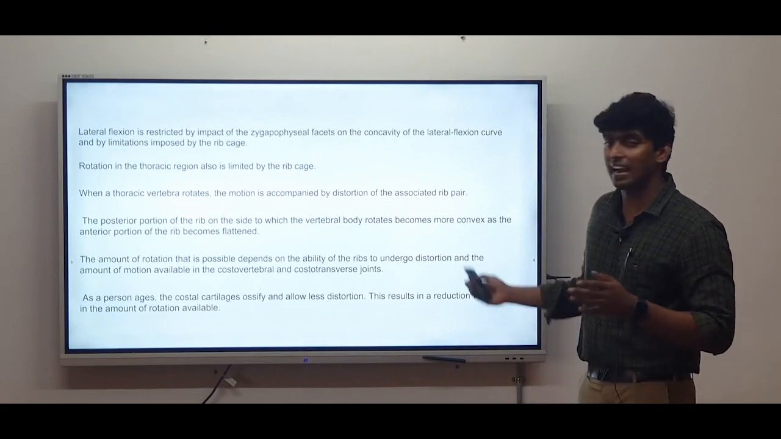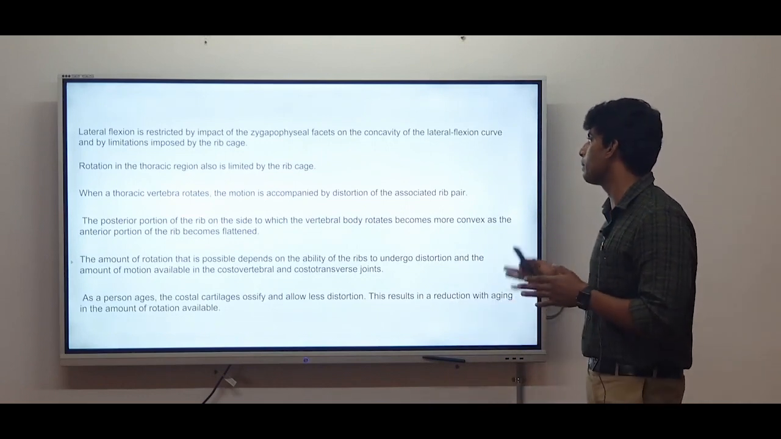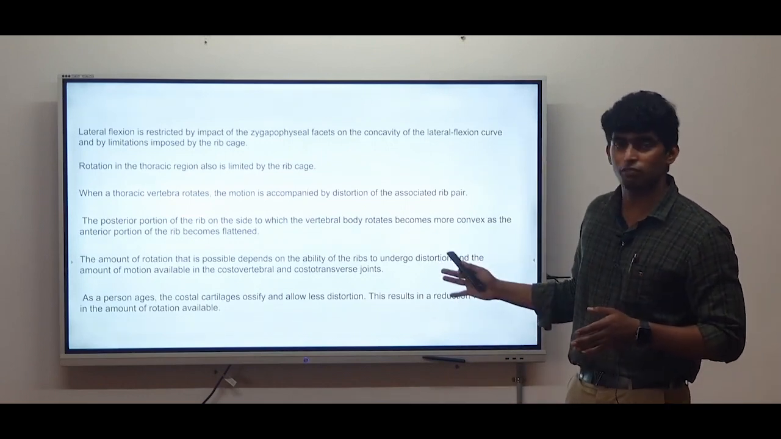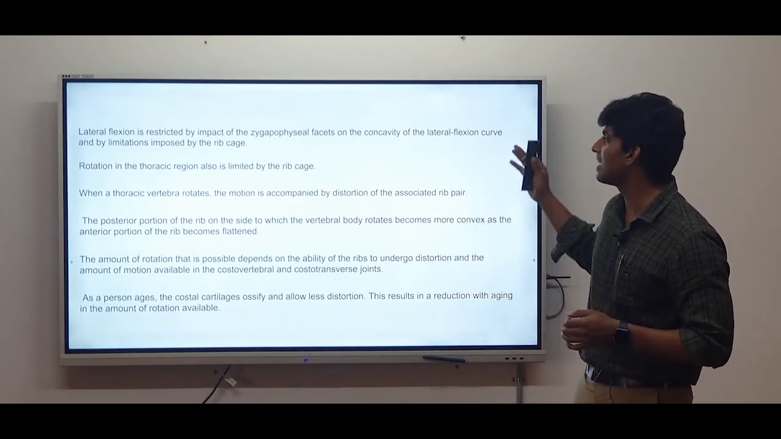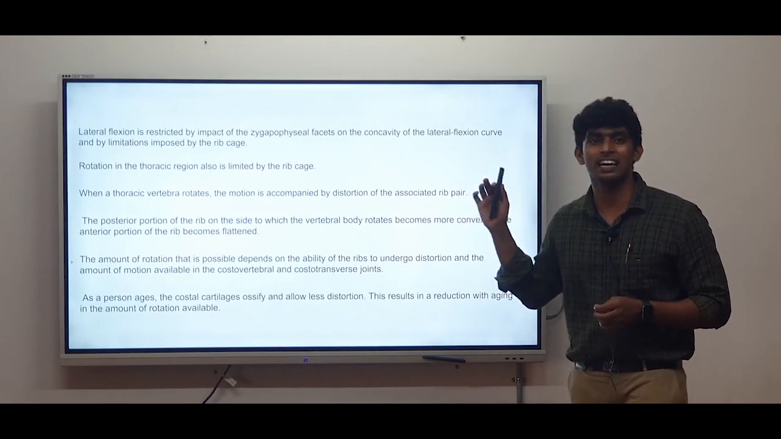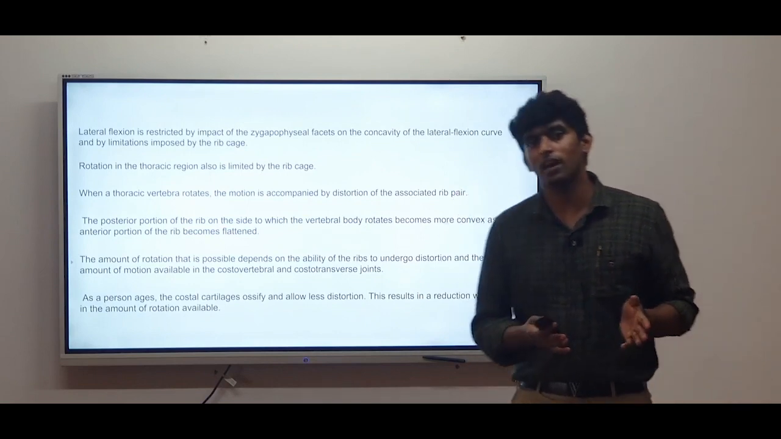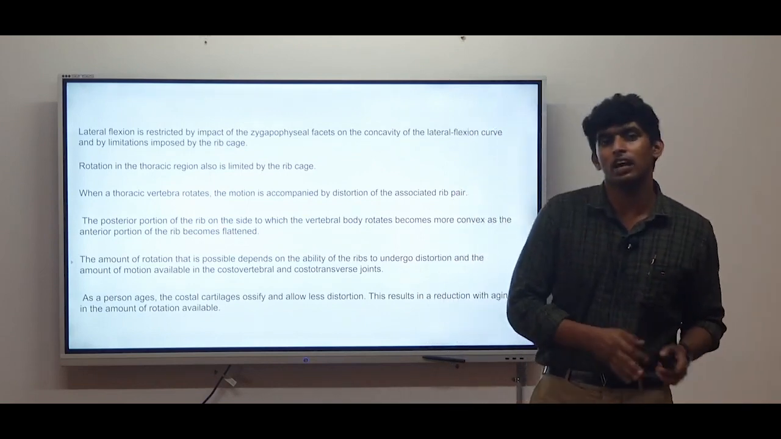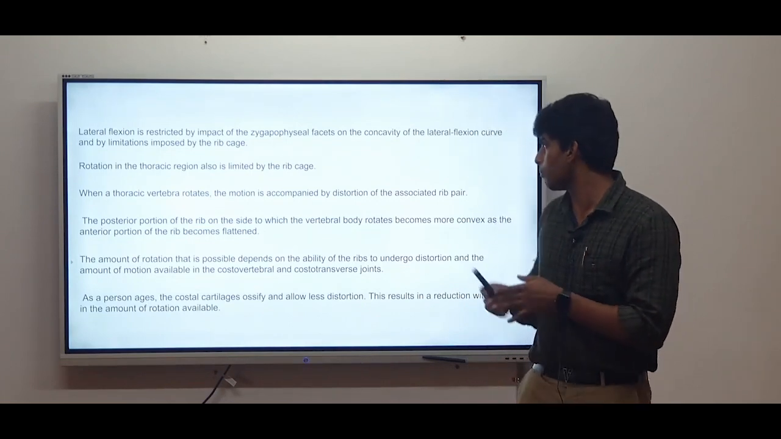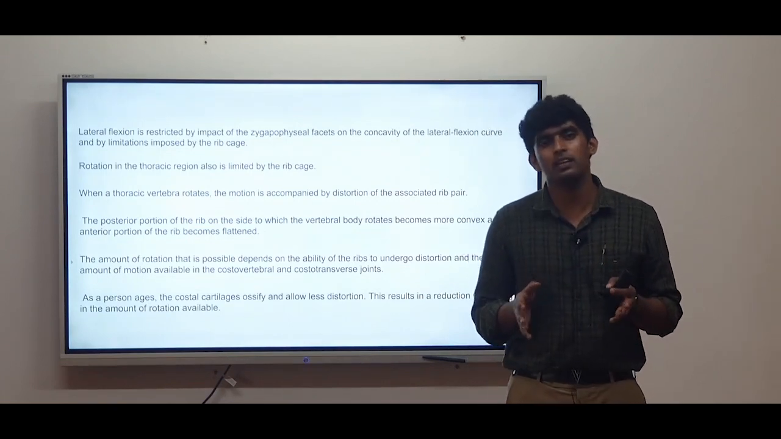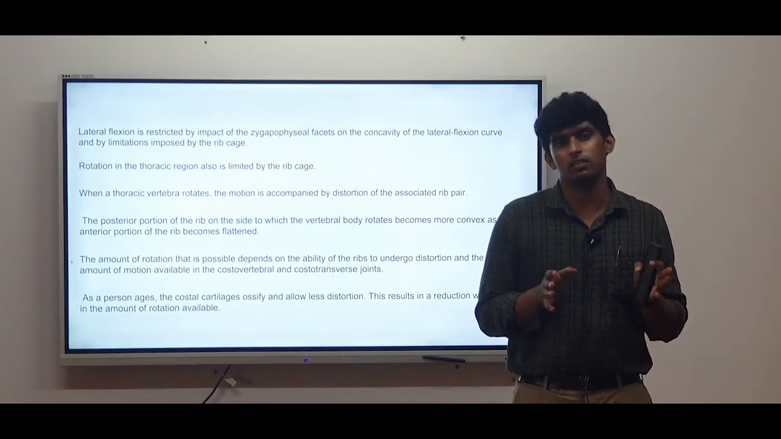So now the lateral flexion is restricted by the impact of the zygapophyseal facet on the concavity of the lateral flexion curve and limitation imposed by the rib cage. This I was explaining in the first slide, where when you are taking the rotation, it is not that lateral flexion won't be there, but it will be restricted a lot.